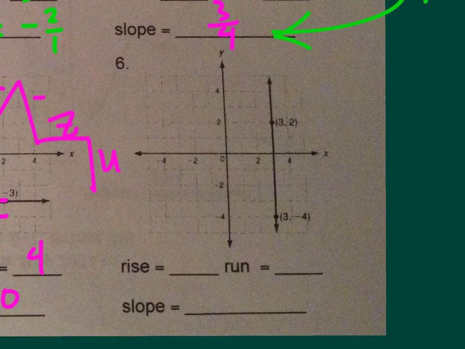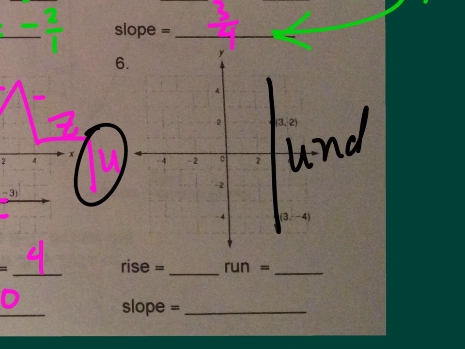And then finally, number 6, anytime you have a vertical line, that's going to be undefined. Let's look at the rise here. The rise is 1, 2, 3, 4, 5, 6. It's a rise of 6, but a run of 0. Well, if you put 6 over 0, 6 can never be divided by 0, or if you want to say 0 can never go into 6, therefore it's undefined.